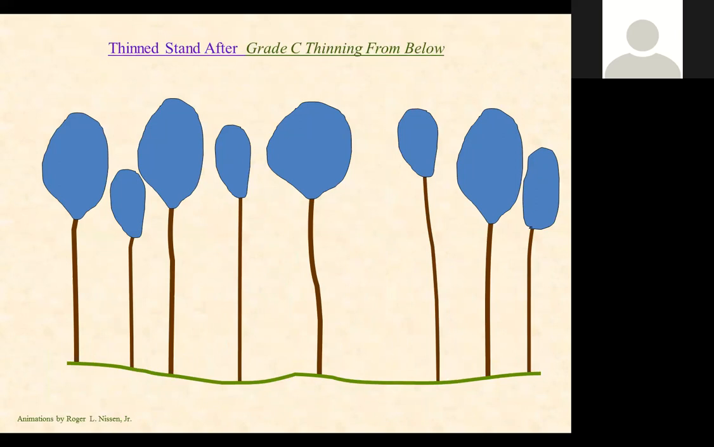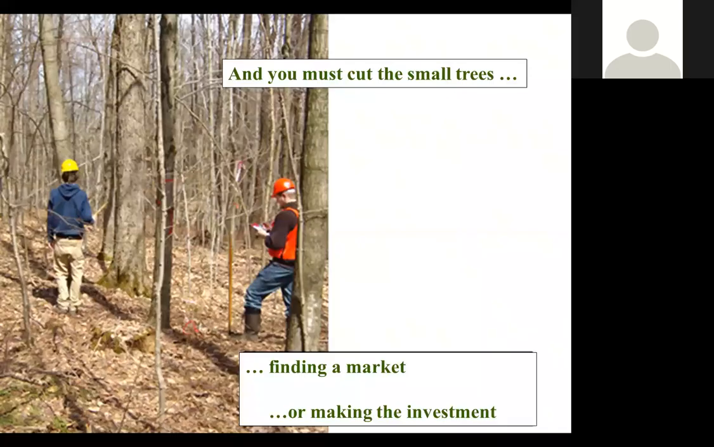Okay, there it is. Everything's gone from beneath. Now those small trees don't affect the growth of the residuals, except on dry sites like in some of the oak community. But it has in fact opened up the crown canopy and should favor the growth of the trees that remain, at least to an important degree. But you must cut small trees. And that presents a challenge to many of us.